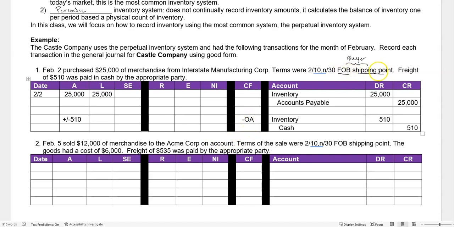All right, so FOB shipping point, the buyer pays the freight. Now, FOB destination, the seller pays the freight. And we'll talk about that here in just a few moments.